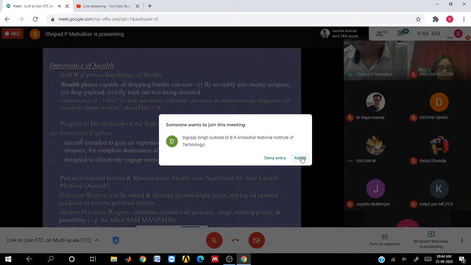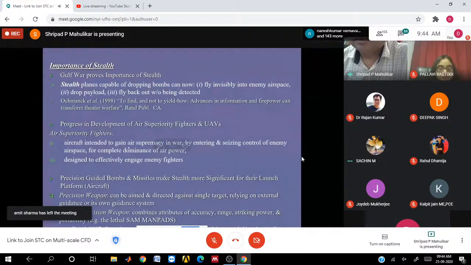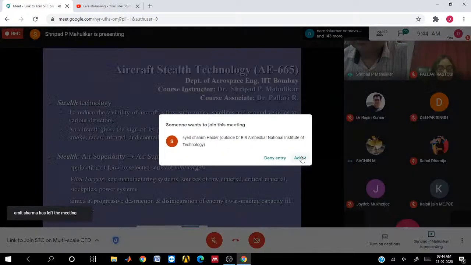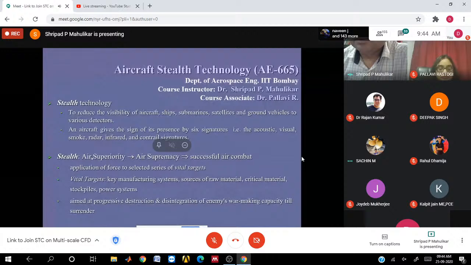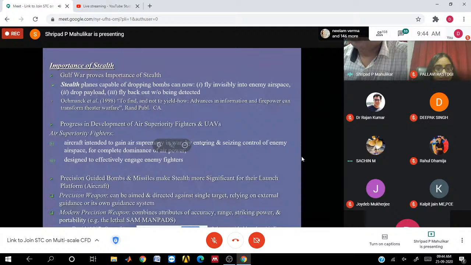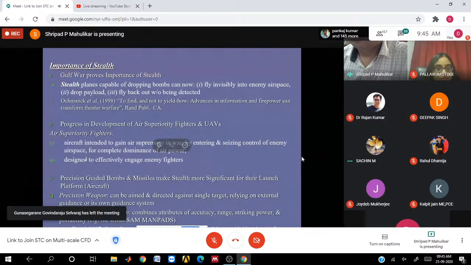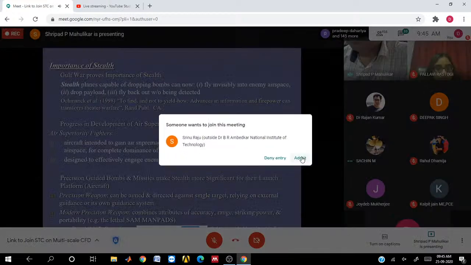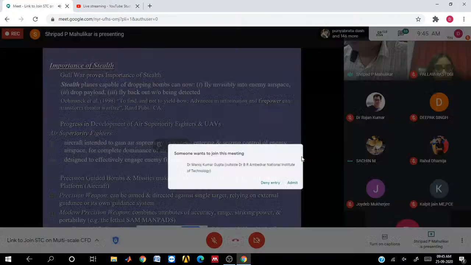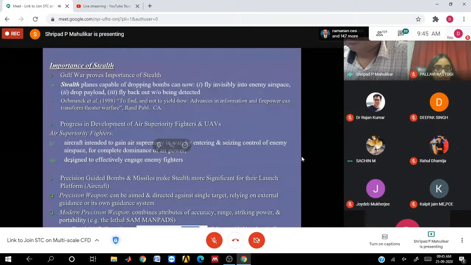So air superiority fighters are aircraft intended to gain air supremacy in war. As we have discussed earlier, the aim of stealth is to transform air superiority to air supremacy by entering and seizing control of the opposite side's airspace for complete dominance of air power. And air superiority fighters are designed to effectively engage the opposite side's fighters. By now it is very clear that for almost all military aircraft, current and upcoming generations, stealth design is one of the foremost considerations.